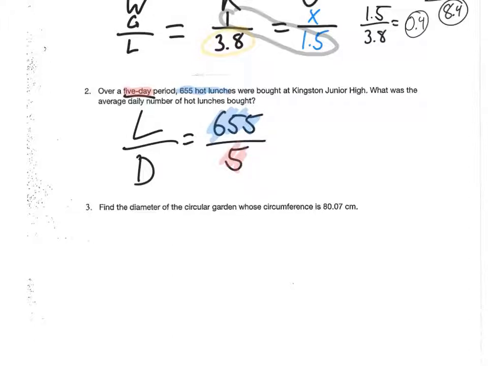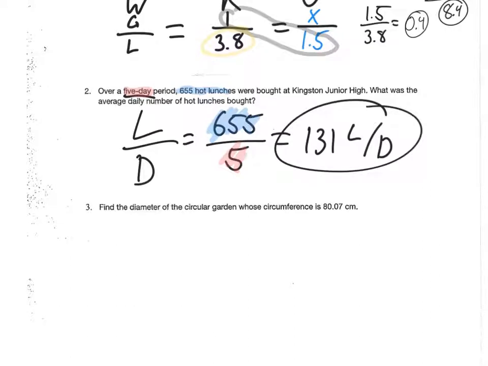If I wanted to finish making this a WKU, I'd want to know X over 1 for how many lunches per day. But this is really just 655 divided by 5. So when I divide those two, I get 131 lunches per day.